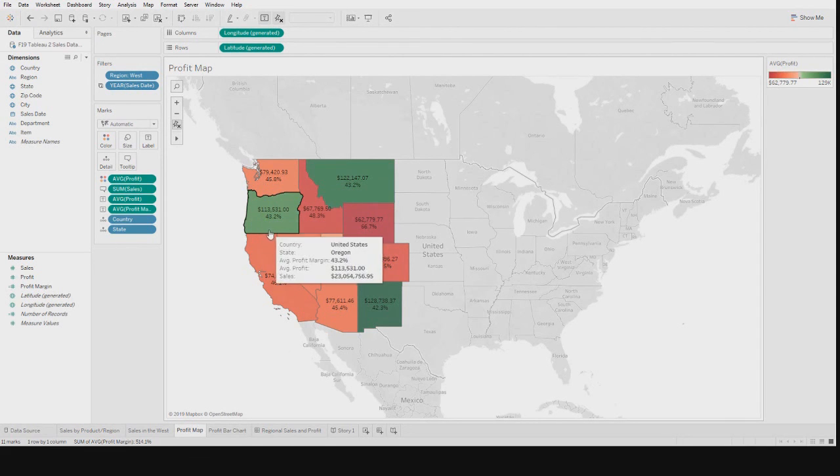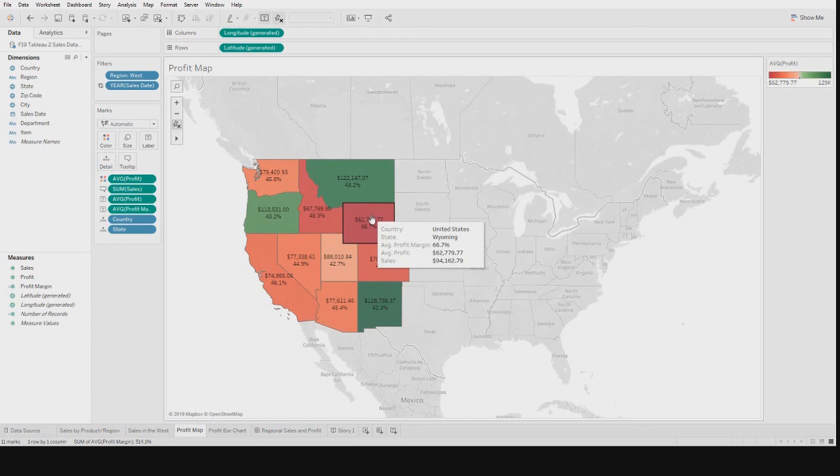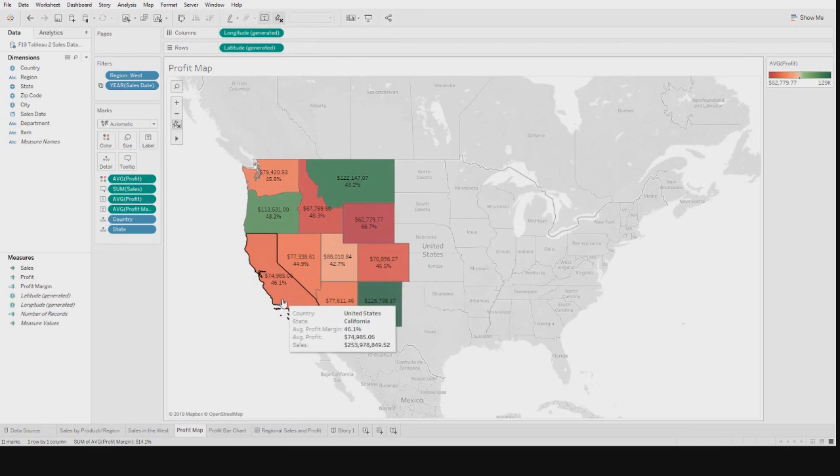Again, 23 million, significantly less. And what's even funnier is if you go over to Wyoming, it's only $94,000 in sales, which is astronomically lower than the $250 million from California. And this is our second sheet. But even though they had $250 million in sales, the average profit is only 74,000, 75,000, and that's about middle of the pack.